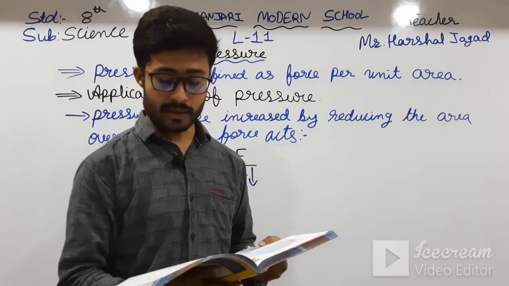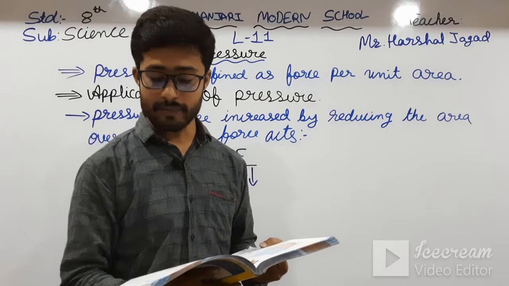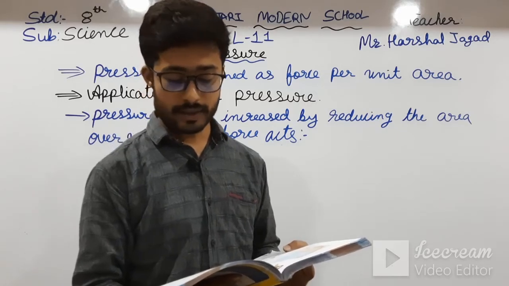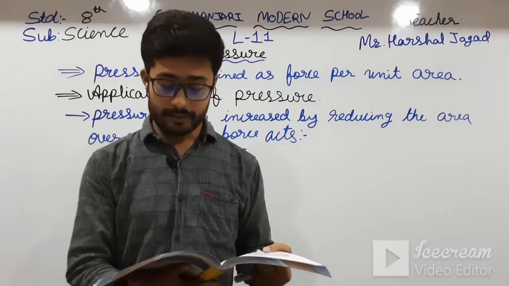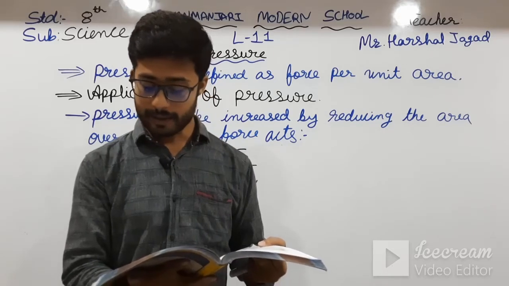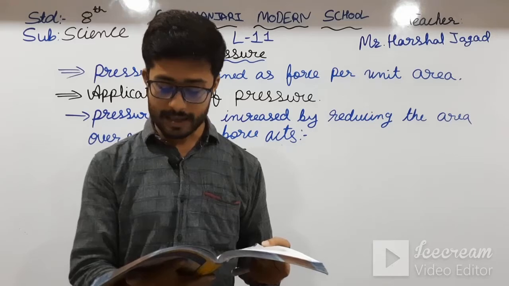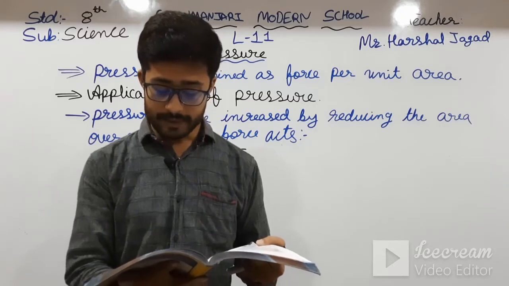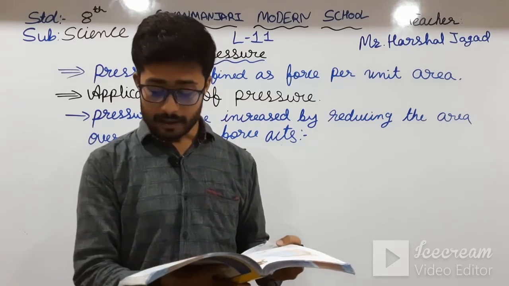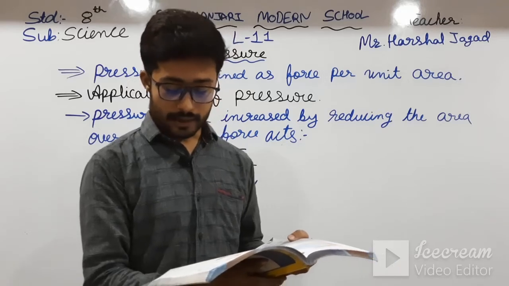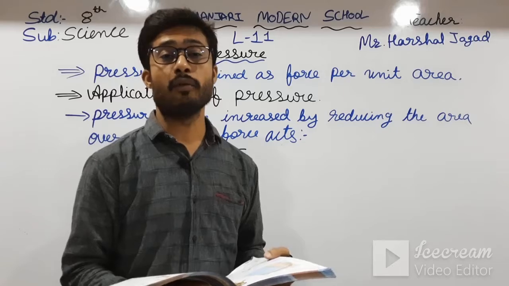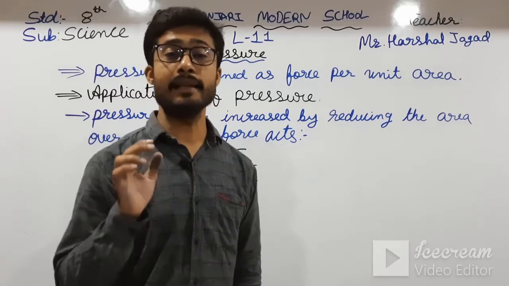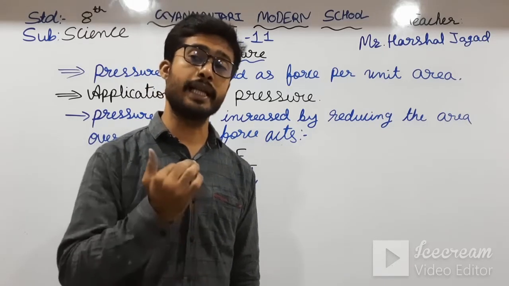Knives and blades are given sharp edges so that they can be used to cut things without much effort. See here, you can see the figures 11.7 and 11.8, in which the needle of a syringe has a sharp point and easily pierces the skin, and the knife has a sharp edge and cuts things without much effort. So what they do, they decrease the area so the pressure value increases.